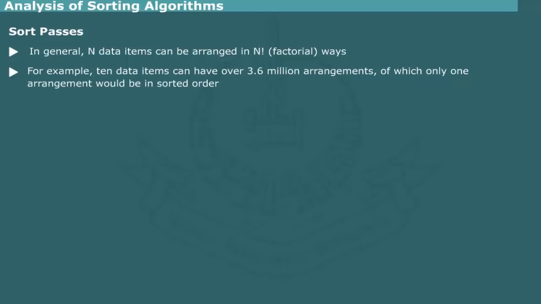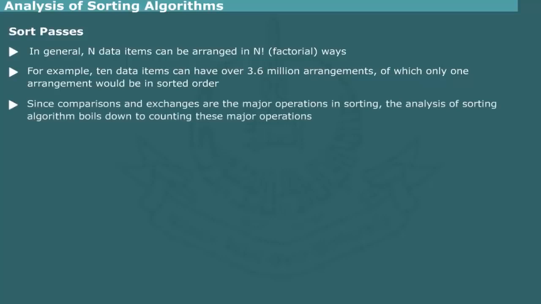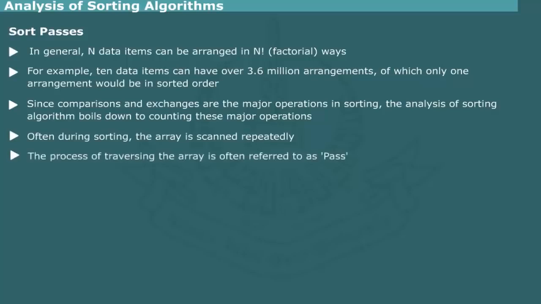An acceptable algorithm should cater for all possible appearances of data. In average case analysis, it is assumed that all of the n factorial arrangements are equally likely to appear. The analysis of a sorting algorithm boils down to counting all exchanges and comparisons during the execution of iterative or recursive procedure. At each stage, the array or subarray is scanned from one end to the other. The process of completely traversing the array is often referred to as pass in sorting terminology.